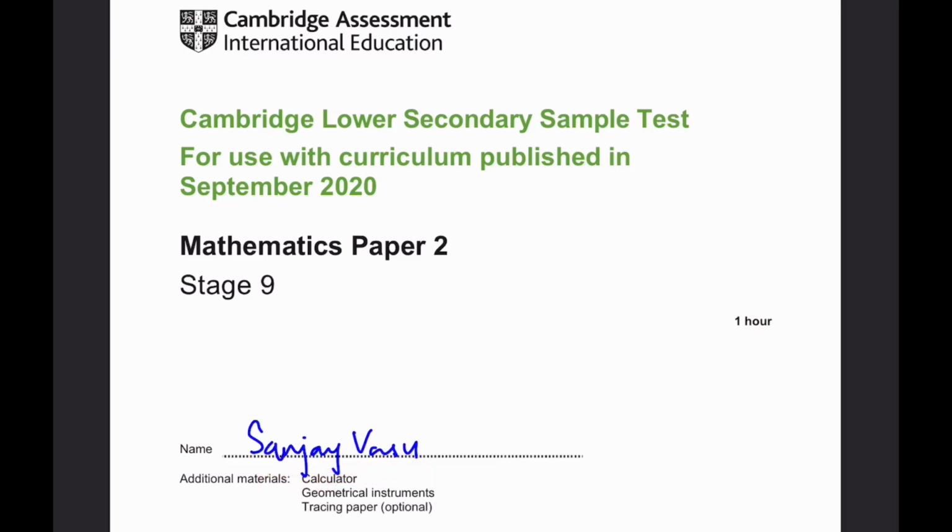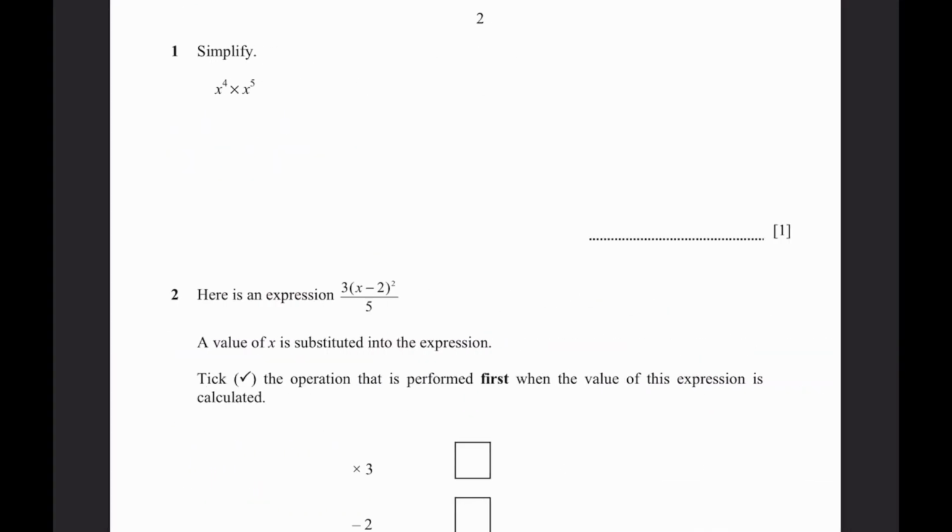This time I'm doing it on Cambridge Lower Secondary Sample Test for Mathematics Paper 2 Stage 9 for September 2020. You may use a calculator. Let's start. Question 1. Simplify x to the power 4 into x to the power 5. When you multiply two numbers with the same base, different powers, you can add the powers. X to the power 4 plus 5, x to the power 9.